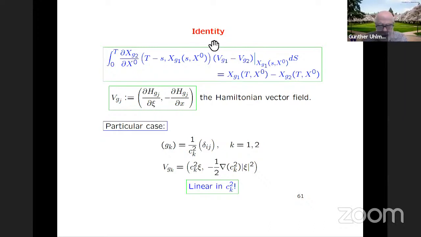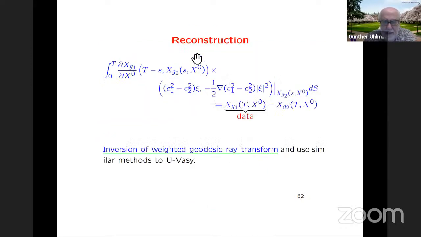And we use the ideas of the paper with Vashi to invert this transform. It's not exactly the same because we have weights here and so on, but it's the same idea. And this gives you a reconstruction method even. For instance, in the case of the sound speed, this is what this is. And this is the data. G2, you can take it anything that you like for the reconstruction. We're trying to find G1. G2, you can take it to be the Euclidean metric, for instance, sound speed 1 in this case. And you can invert this transform.